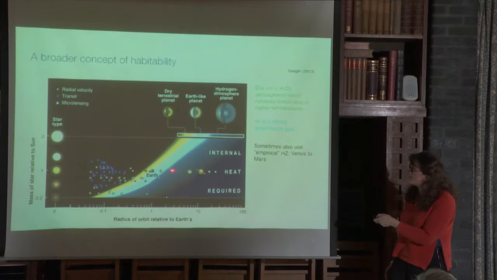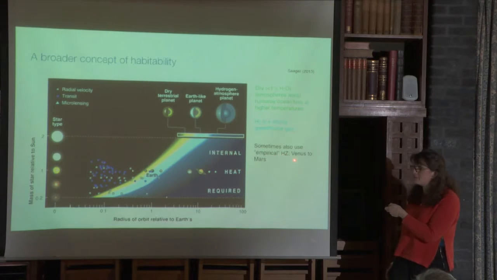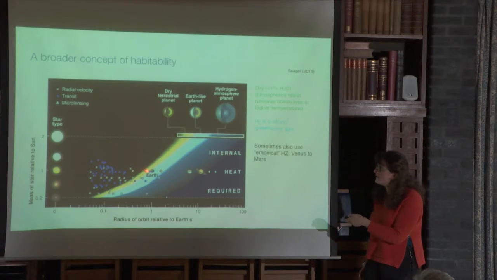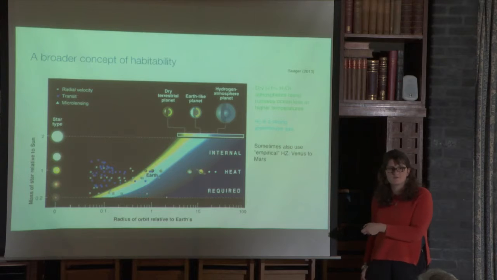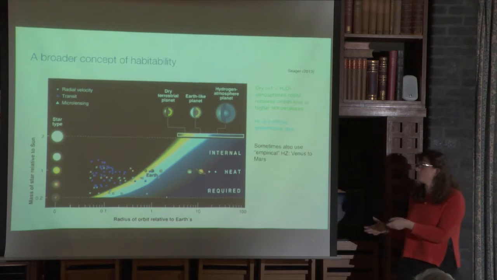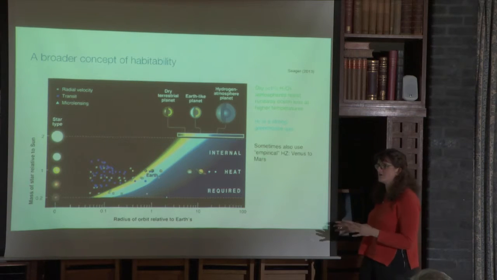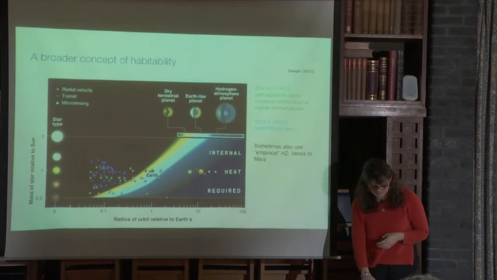I should also say that you might encounter from time to time something known as the empirical habitable zone, and that's basically just taking the range of orbital distances from Venus to Mars and scaling it to other stars. It's been used as a way of saying we should consider something slightly wider than what a restrictive calculation tells us. It's a bit of an arbitrary choice.